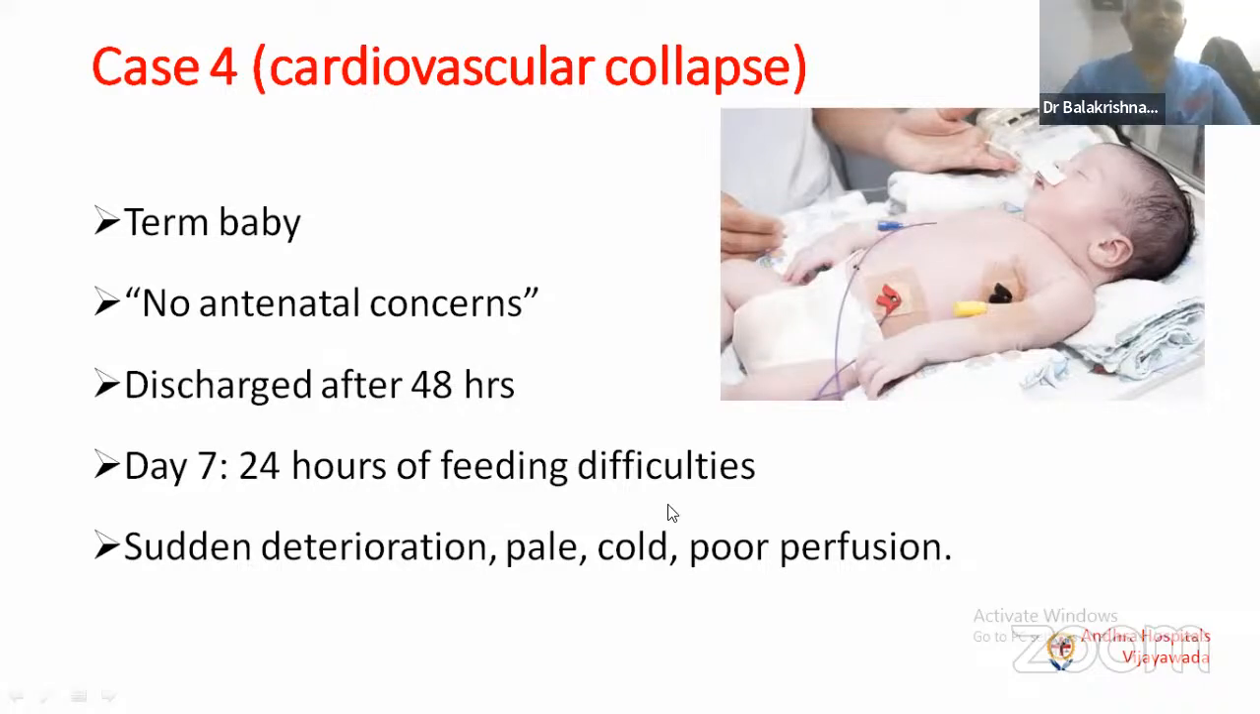Okay, any other? Inborn errors of metabolism. It is too early to comment because it's just 1 week. More common? Aspiration. Aspiration pneumonia can be one possibility because there were feeding difficulties. The child might have aspirated, which suddenly led to deterioration and shock. Okay, any other?